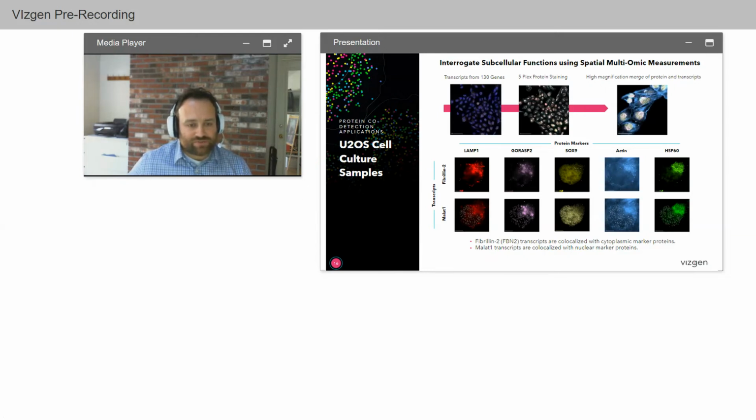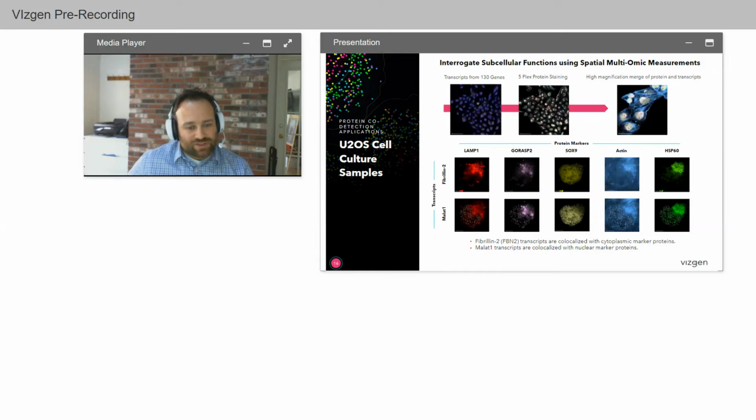We detect transcripts from those 130 genes together with a 5-plex protein stain. And if we look at the high magnification in the top right image, you can see how we can use our visualizer system to look at the protein staining together with the transcript staining. Taking those high magnification images and looking within those cells, we can start to understand how transcripts are interacting and where they're potentially spatially organized.